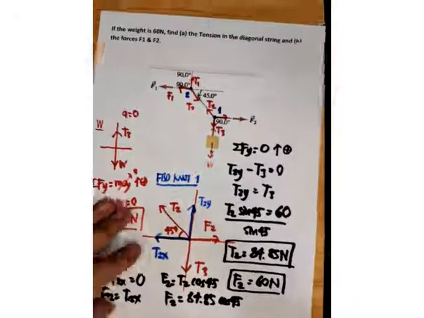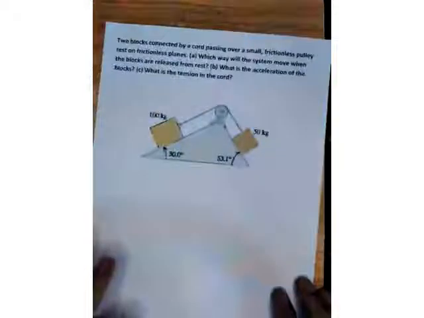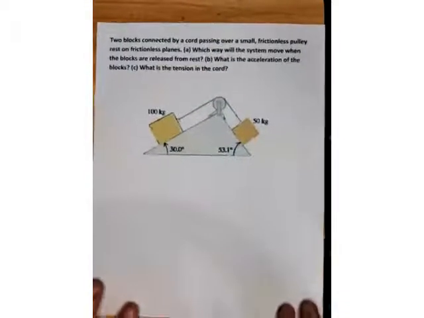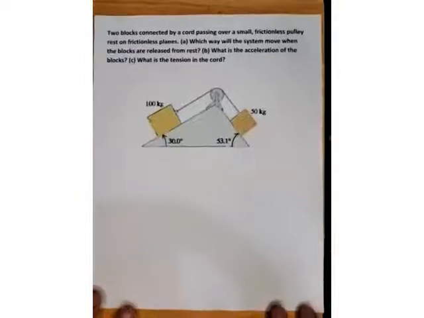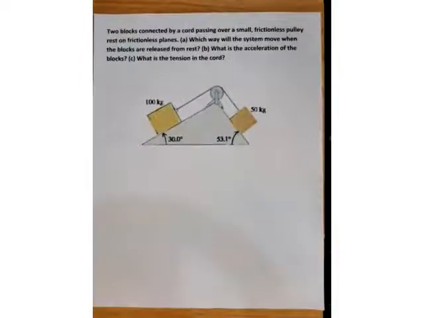Okay. So let's have our next example. Okay, so this is our next example. Two blocks are connected by a cord passing over a small frictionless pulley, resting on frictionless planes. Which way will the system move when the blocks are released from rest? What is the acceleration of the blocks and what is the tension in the cord?